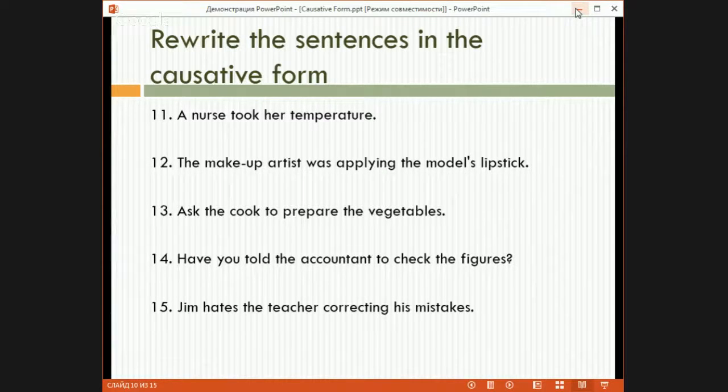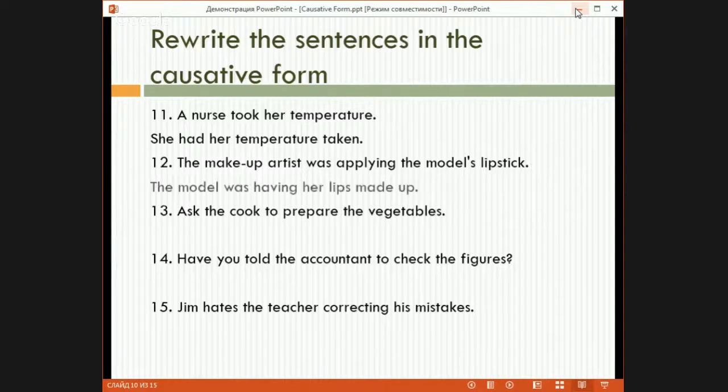A nurse took her temperature, so she had her temperature taken. The makeup artist was applying the model's lipstick. The model was having her lips made up. Ask the cook to prepare vegetables. I want to have the vegetables prepared.